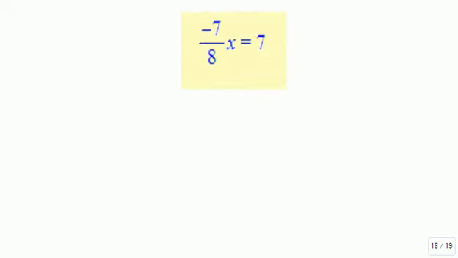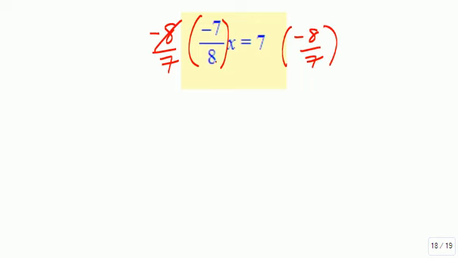And one final problem. What are we going to do to both sides? Yeah, we're going to multiply both sides by the reciprocal, negative 8/7, negative 8/7. And the reason we want to do that is because we want everything to cancel, including those negatives. So what we have left is x equals, and then we have to multiply this out, and we would get negative 8. And that's it for this video.